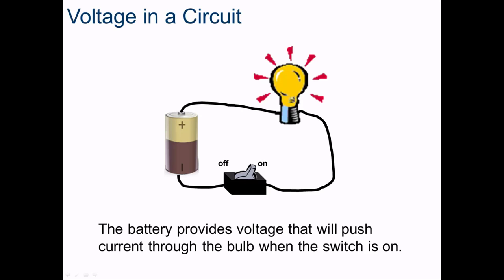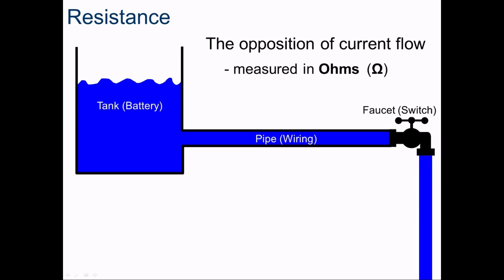Voltage in a circuit. The battery provides voltage that will push current through the bulb when the switch is on. All right, resistance. The opposition of current to flow, measured in ohms. How could we create some resistance in this plumbing example? What would cause resistance in a pipe?